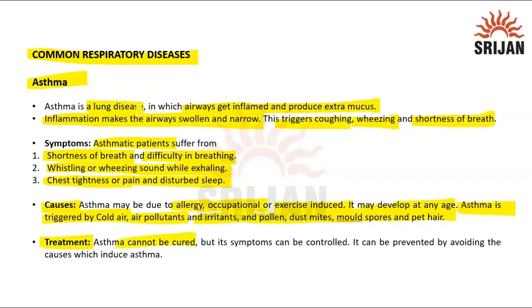So asthma cannot be cured. First of all, as I told you, it is a genetic thing, so it is very difficult to cure, and the only thing that you can do is to control its symptoms. It means you have to get away from the things that can cause asthma. And also the symptoms, as we have discussed, you just control the symptoms or the part of the body which is involved in this process. So again, it can be prevented by avoiding the causes which induce asthma.